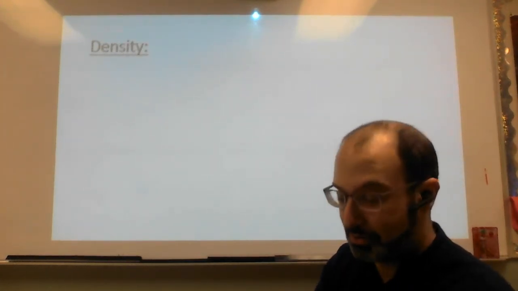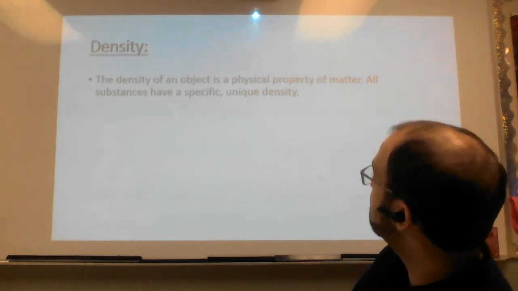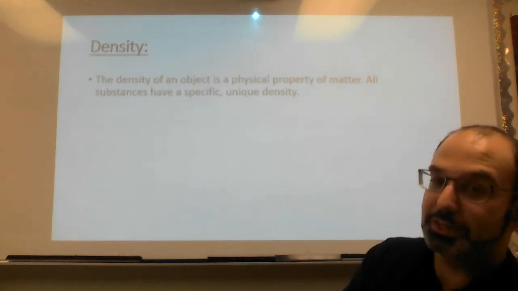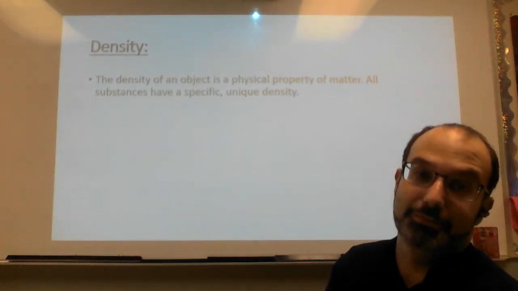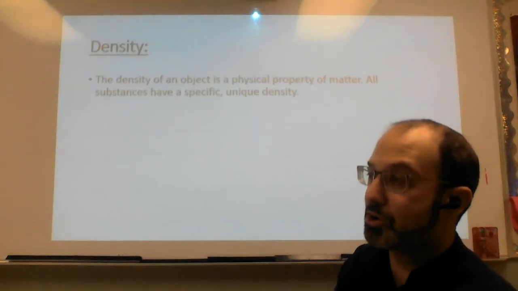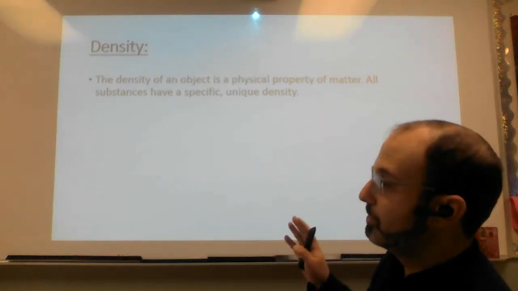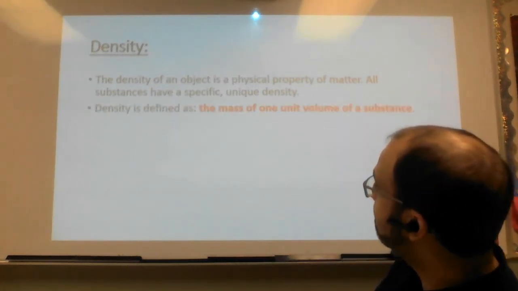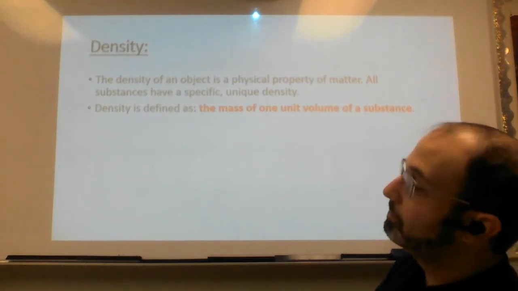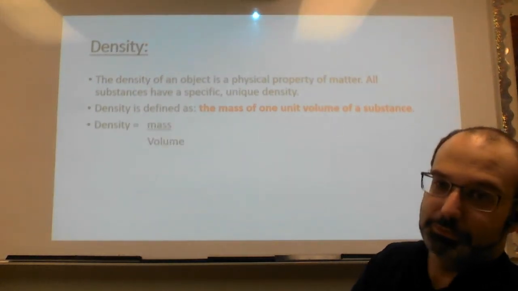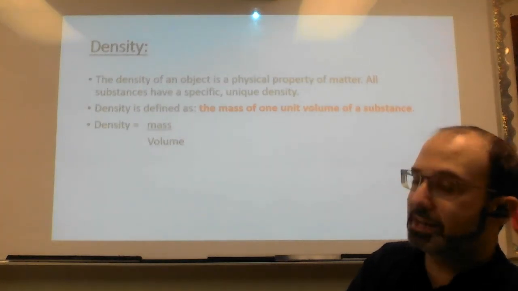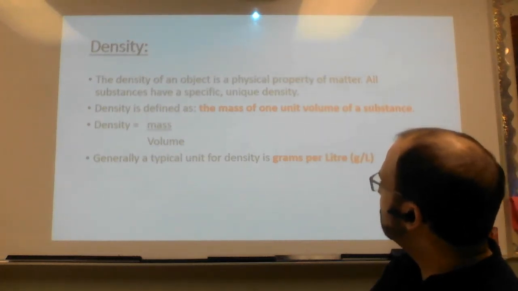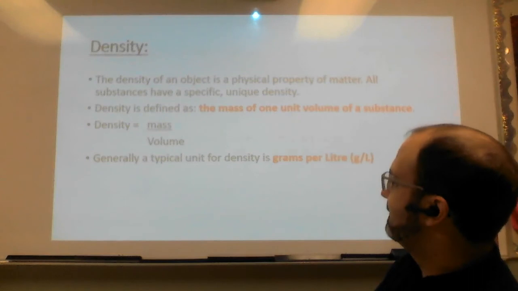Density is another term that we're going to need to know. The density of an object is a physical property of matter, so it's not a chemical property. All substances have a specific, unique density, all of them. It doesn't matter if I find a hunk of iron on Earth, or I go to Jupiter, or Mars, it should have the same density, in theory. Density is defined as the mass of one unit volume of a substance. Put another way, density is the mass divided by the volume. Generally, we use something like grams per liter, or more likely, grams per milliliter.